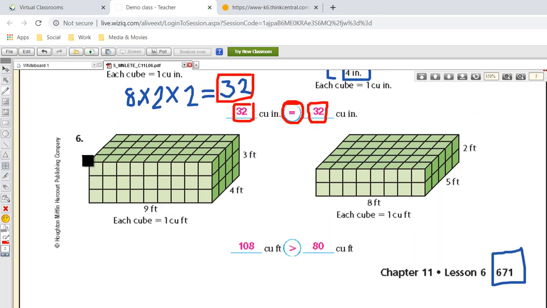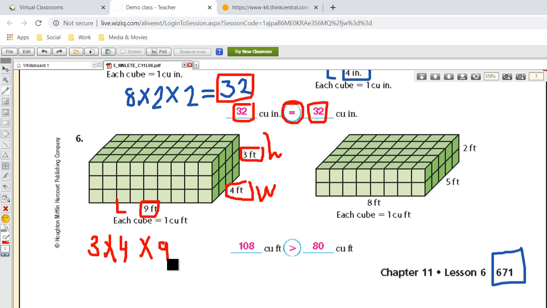We have here number 6. Here we have 9 feet, 4 feet and 3 feet. Okay, so we have length, width, height. So we write here length, here width, and here height. If you want to get the volume, of course, we are going to multiply the 3 dimensions by each other. So it will be 3 multiplied by 4 multiplied by 9. So it will be 108.